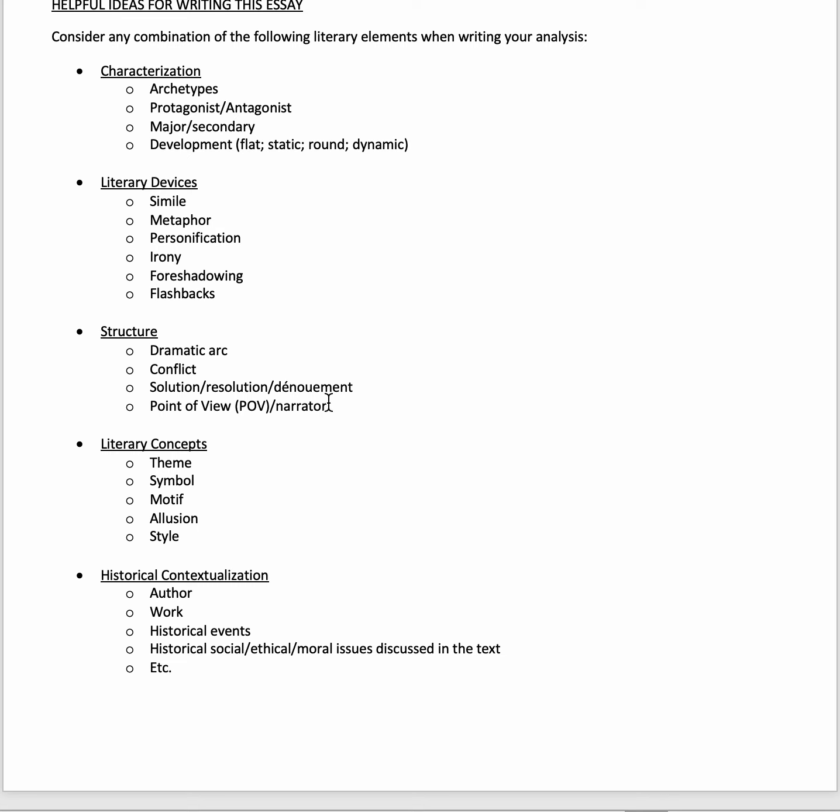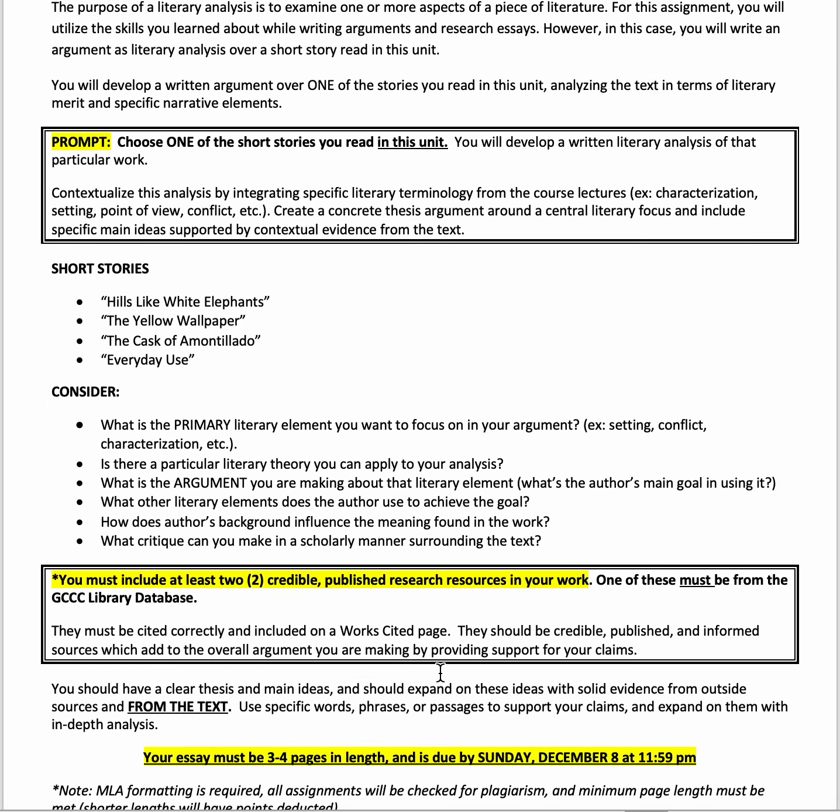The point of view. Is it first person? Is it third person omniscient? Why does that make a difference? You can also look at literary concepts like themes, symbols, motifs, style, allusion, and of course, lastly, look at the historical context. Now, this is not a literary element, but this is something you can certainly look at with the analysis. So things like the author's own biography, like I said, the historical situation, the ethical, social, and moral issues discussed in the text or taking place at that time, so on and so forth.